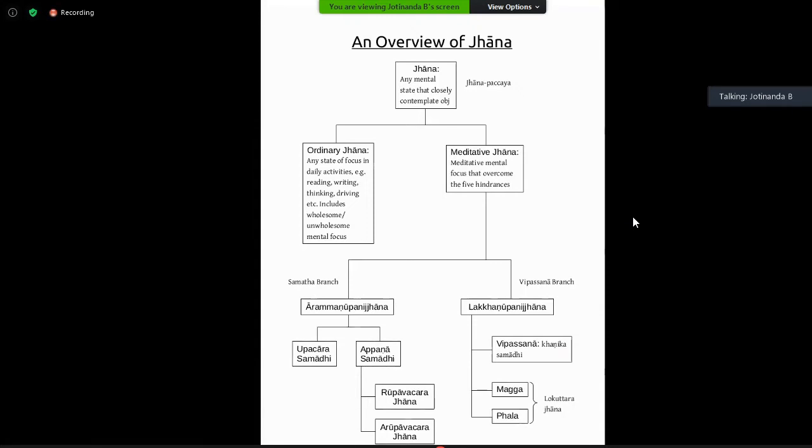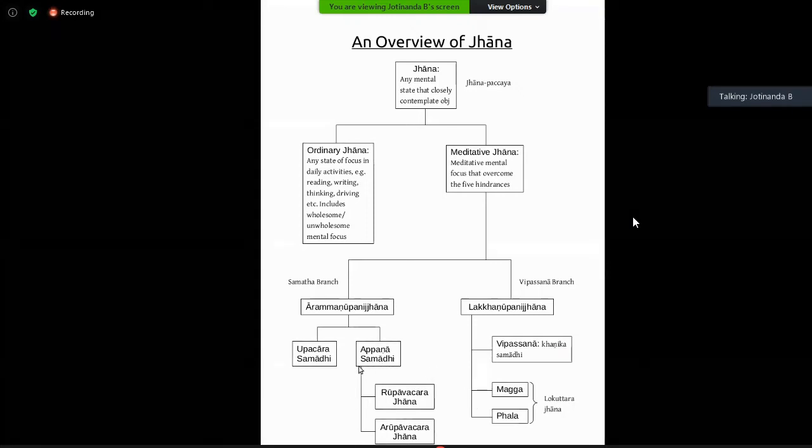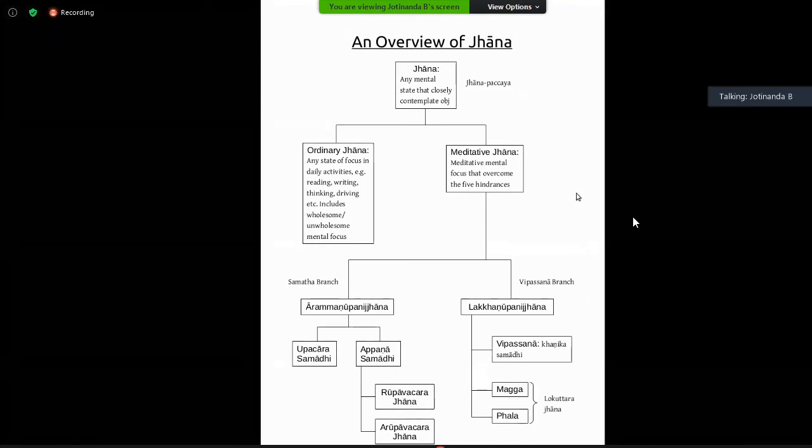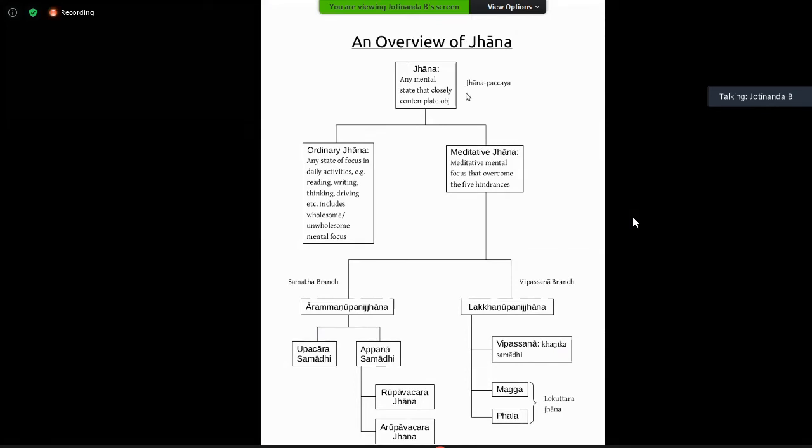Bhavachara jhana, ajhanas. Okay? So we hear something else. Vipassana jhana, no, not jhana, not jhana. So we must have a wider view of what is jhana, as explained by jhana pachaya. Because any state of focus is a state of jhana.